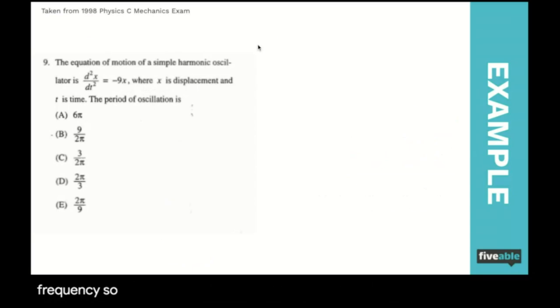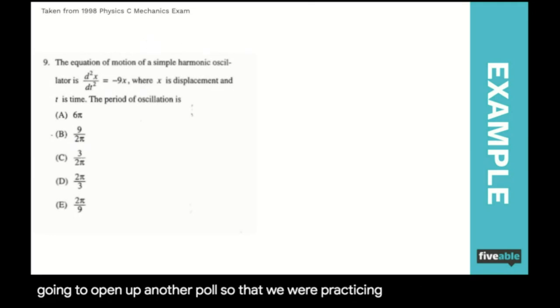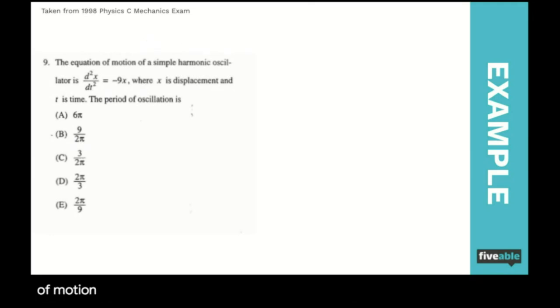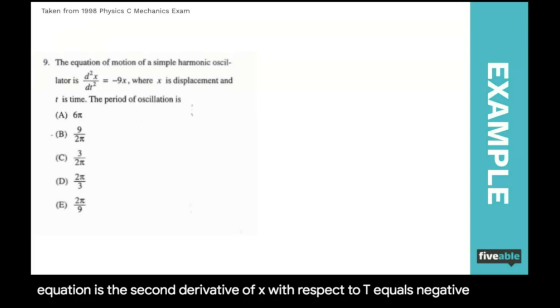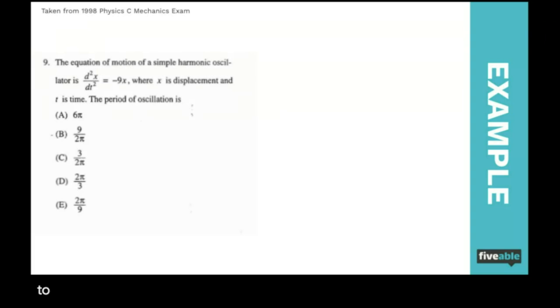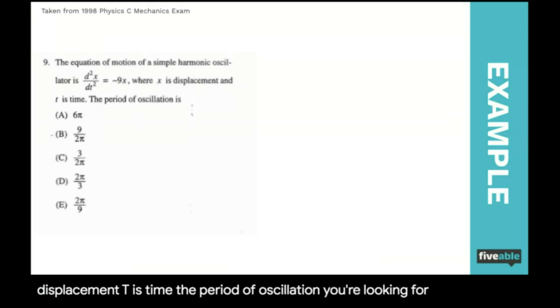So let's do an example. I'll get you started on this one, and then I'm going to open up another poll so that way we're practicing. We've got an equation of motion, and it tells you it's a simple harmonic oscillator. The equation is the second derivative of x with respect to t equals -9x. x is displacement, t is time, and you're looking for the period of oscillation.